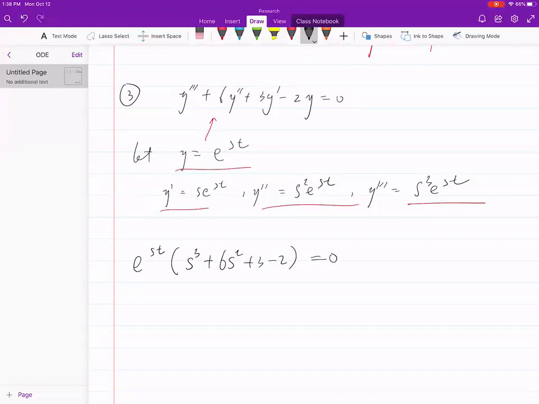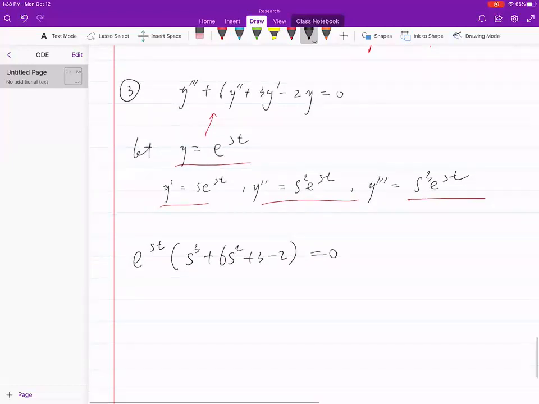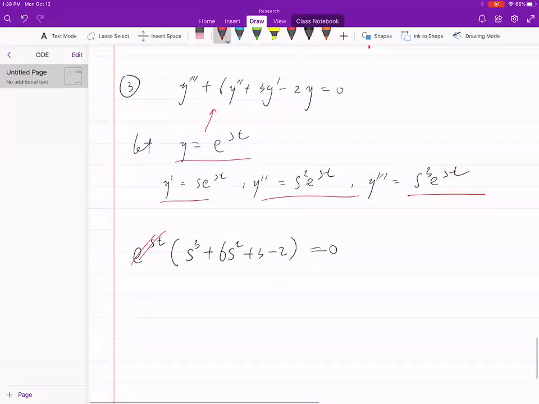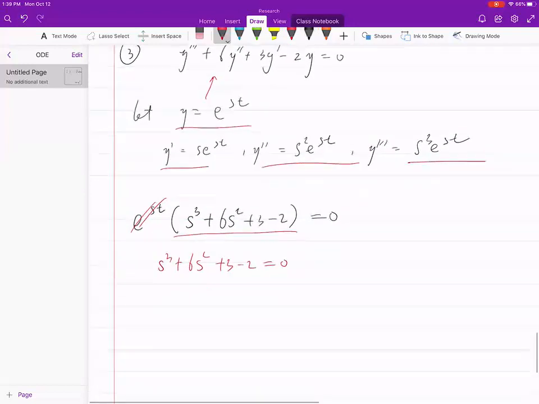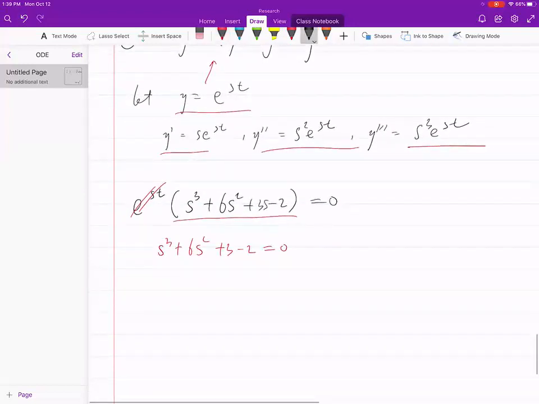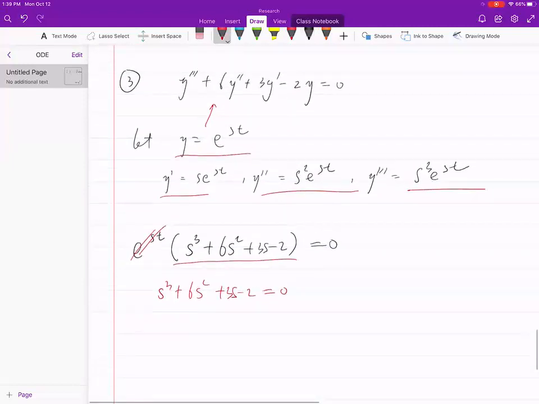So how do you solve this equation? Again, this cannot be 0. Therefore, we set this to be 0. And we can solve it. I mean, it just takes some time. But we can solve it.